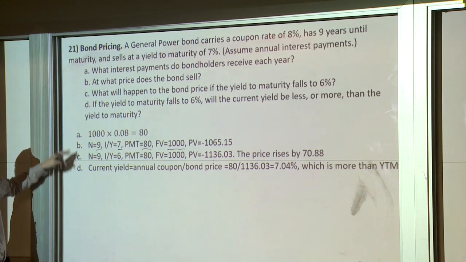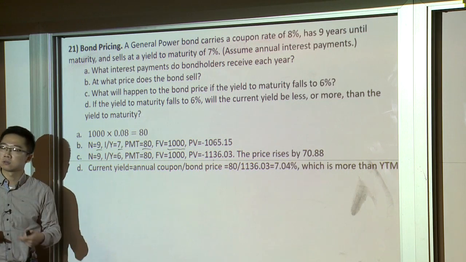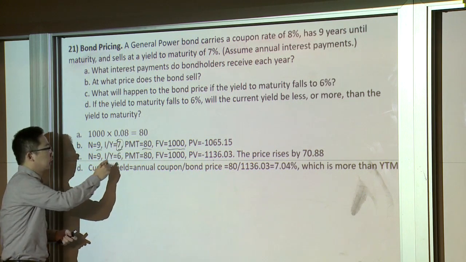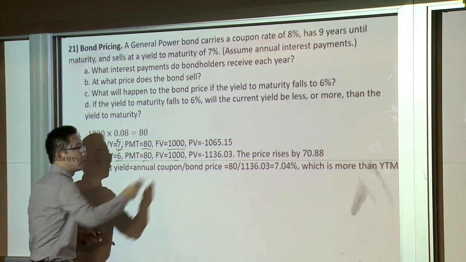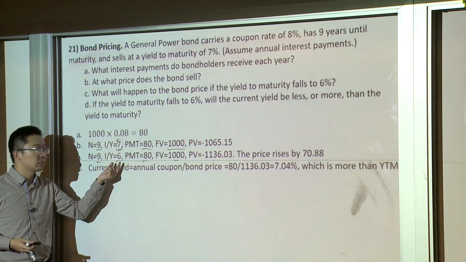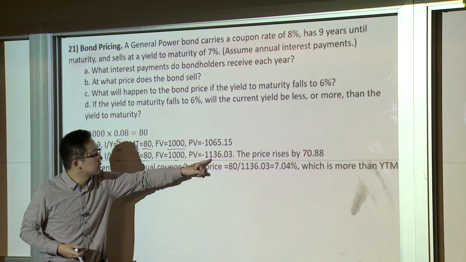Okay, let's take a look at C. What will happen to the bond price if the yield to maturity falls to 6%? So it was 7% originally, and now it's 6%. Okay, 9 years, $80, and $1,000. So as the yield to maturity decreases, as we expect, the bond price should increase. Right? We see it does increase.